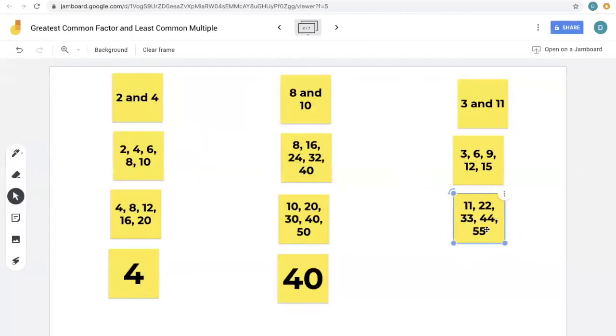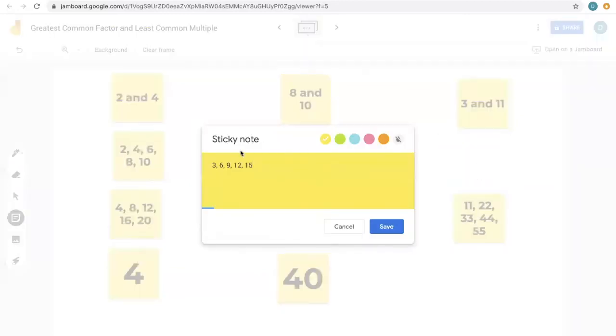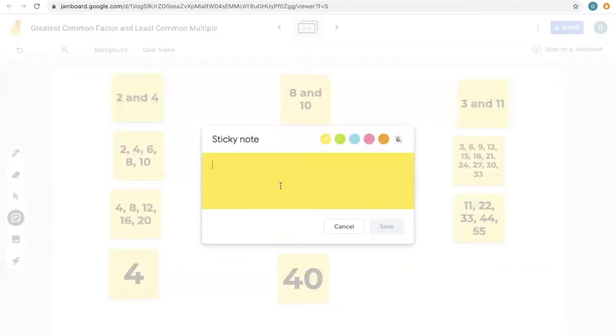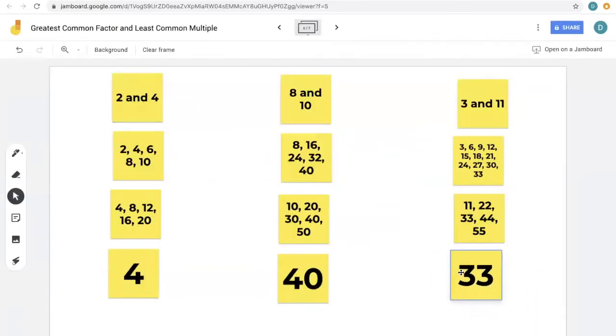Well, I don't see any of these in this list here. So that means we have to go higher than 15. So let's see, 18, no, 21, no, 24, no, 27, no, 30, no, 33. Hey, there's 33. So that's our least common multiple. And in this case, it does work better to figure out the multiples of the larger number first, because then you can just go up using the smaller number, and you know how to go up by 3 each time.